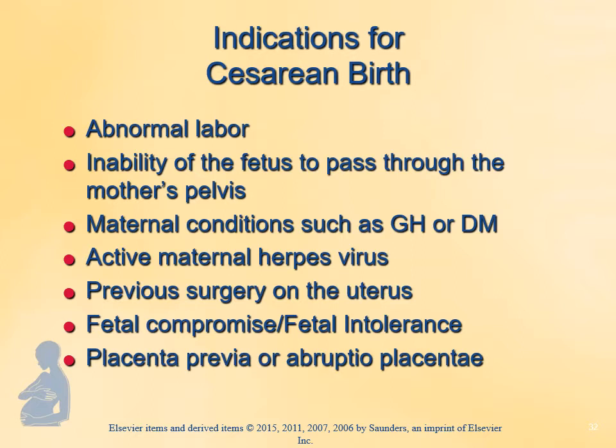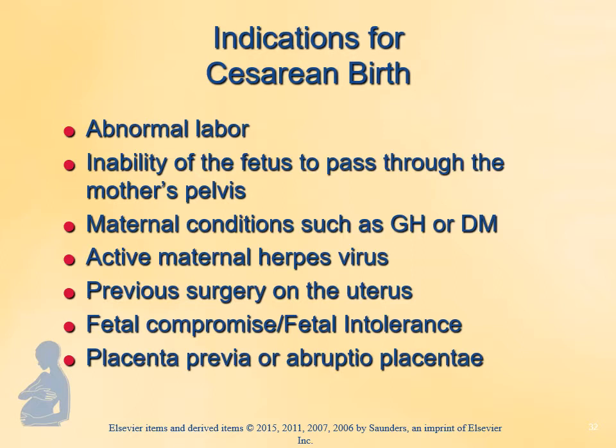So we know that a lot of people that end up having C-sections, it's kind of their plan B. Something maybe is not going perfectly with a vaginal delivery or attempted vaginal delivery, and so the provider recommends birth through the abdomen instead. It can be related to an abnormal labor or an inability of the fetus to pass through the mother's pelvis, either related to the size or shape of the pelvis or maybe the size of the fetus. Sometimes patients with conditions such as gestational hypertension or diabetes might have a higher rate of C-section just because of the complications associated with those.